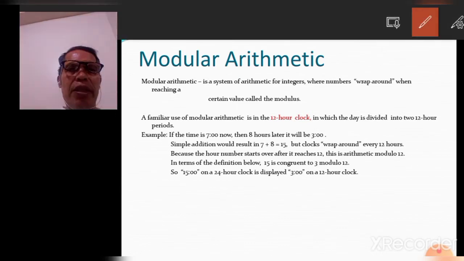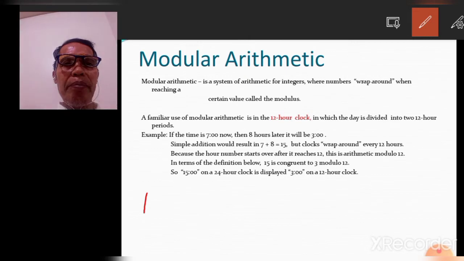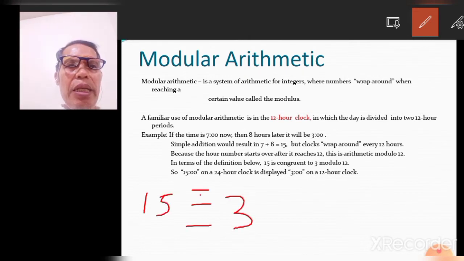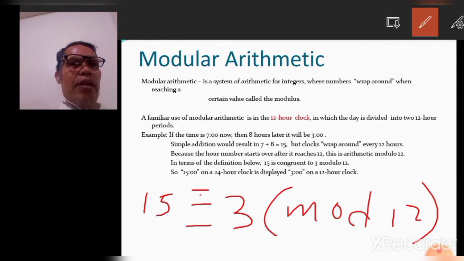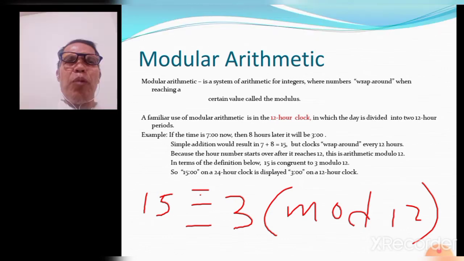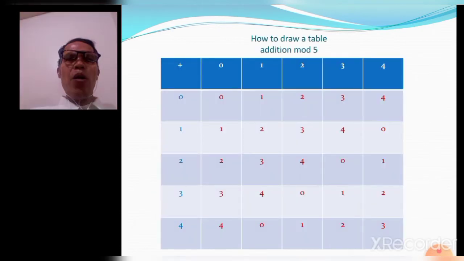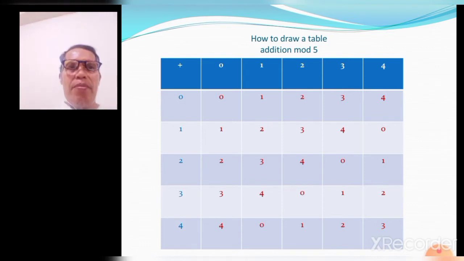So it means further that 15 is congruent to 3 modulo 12. Okay, so modular arithmetic will be more effectively understood if we are going to represent it in a table. For example, we are going to draw a table in addition of modulo 5.